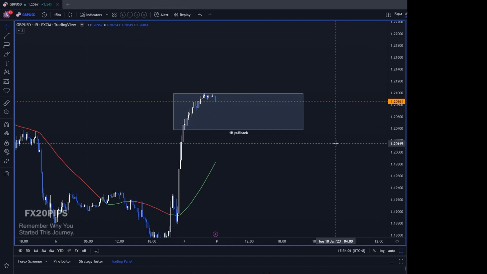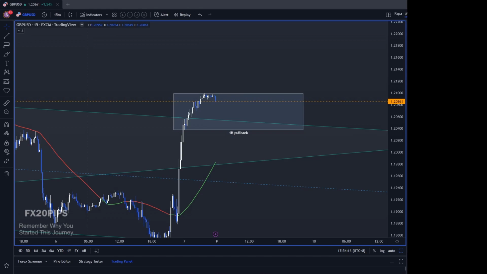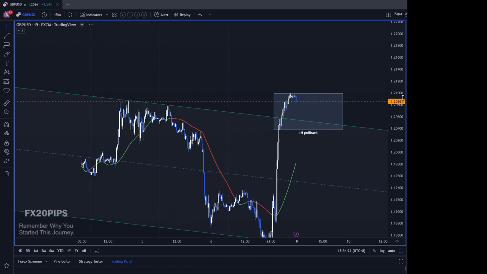Okay, on the 15 minutes we can see there's lots of profit taking around here, and that's why the price is coming back down here. Let's look at some channels I drew previously. Channel. There we go. Alright.